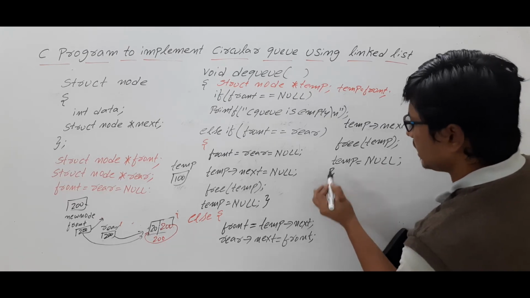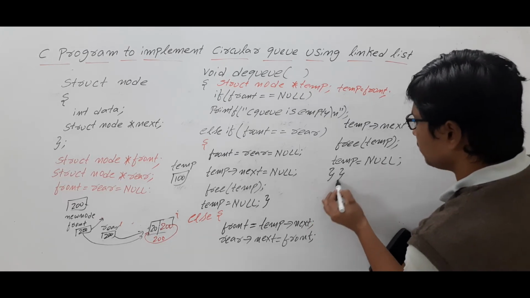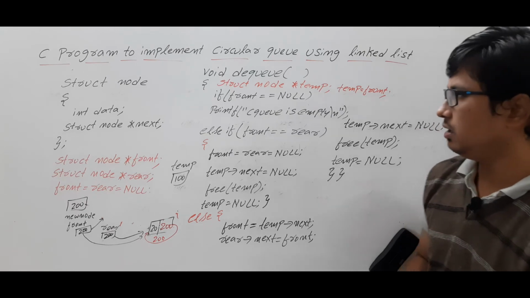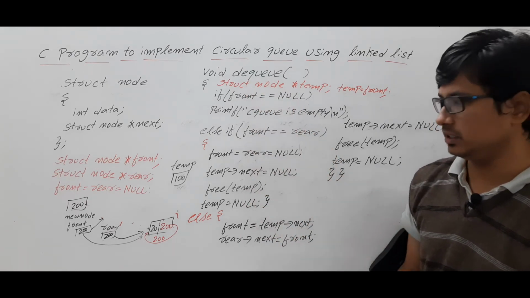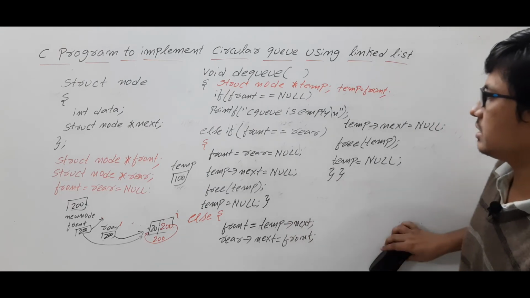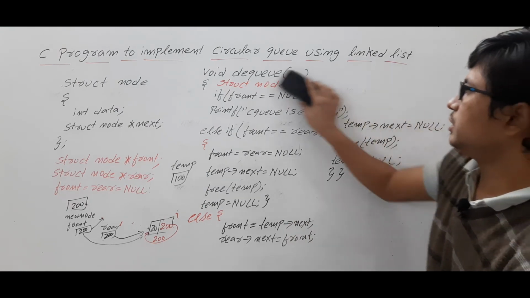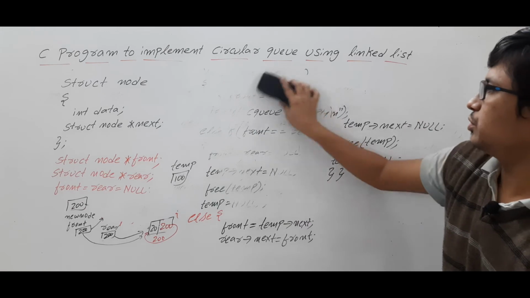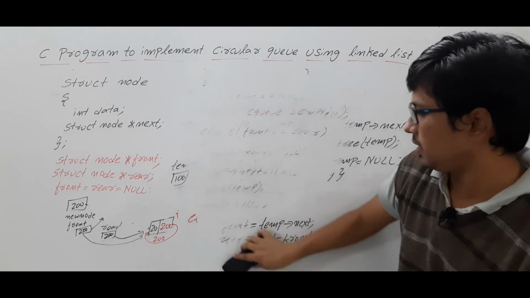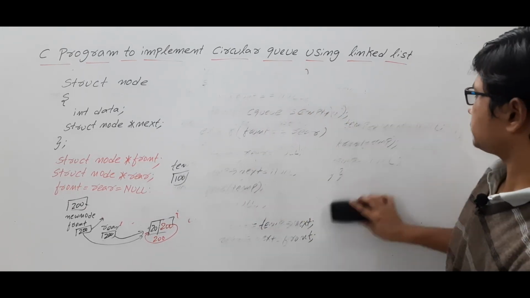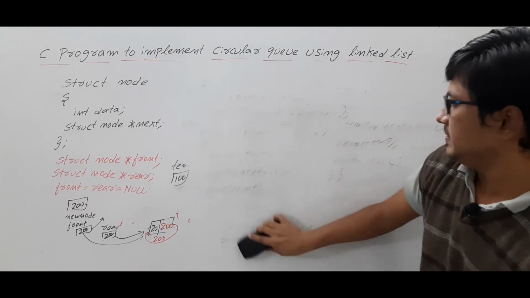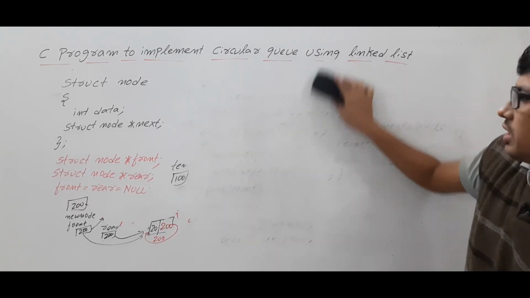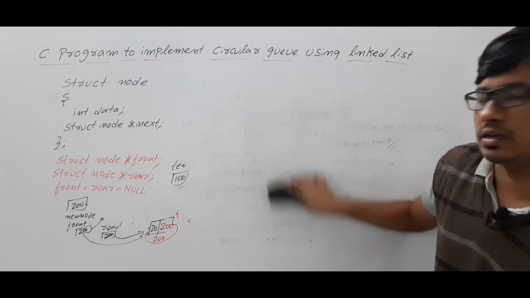Okay, close the else block, close the dequeue function. So these are the operations you have to do whenever you are calling the dequeue operation. So dequeue function, is it clear? So this is about the dequeue. Now let me discuss the display. So display is where you display the elements in the circular queue.